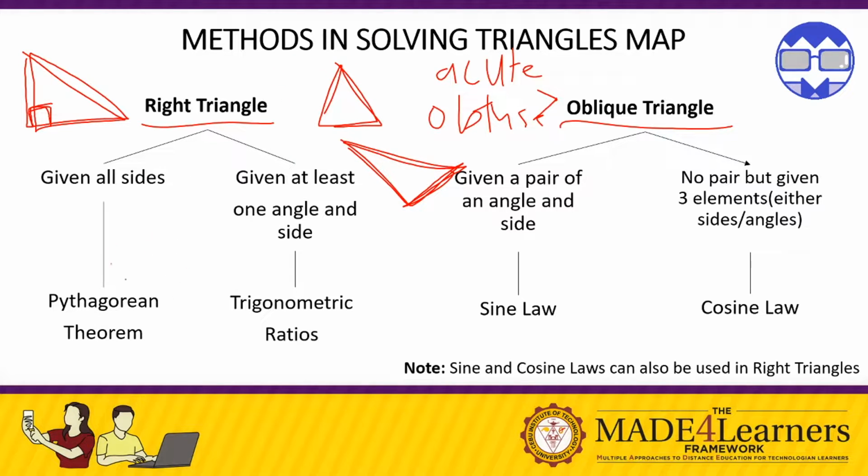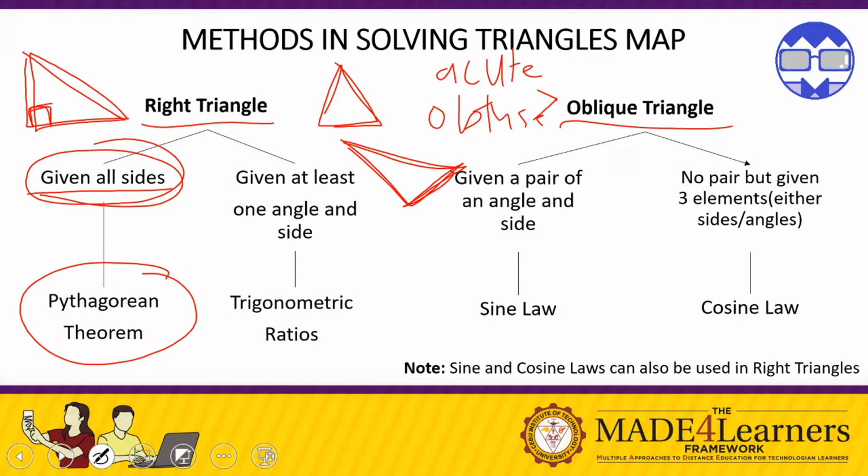Okay, if it's a right triangle, the first scenario is if the given are all sides. We have a given, and the given are all sides ABC. For example, the triangle is ABC. Again, it's a right triangle with all sides, or at least two sides given. Not really all sides, but we're just looking for the side. So we can use the Pythagorean Theorem. We're going to discuss this one in another video.